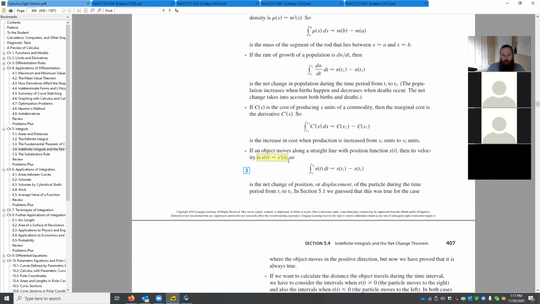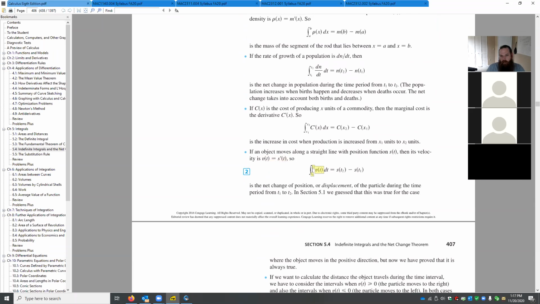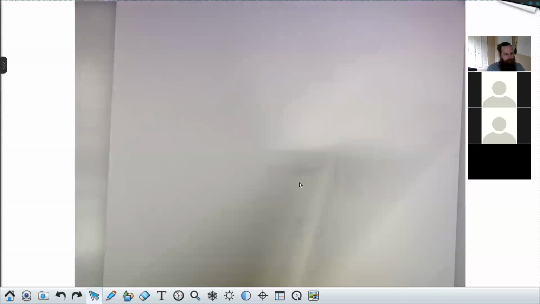If you have an object in motion, then its velocity is the derivative of its position. So if you integrate the velocity, you can find how far the object ended up from where it started, which is called the displacement. Displacement is not the same thing as total distance traveled, but there's also a nice relationship there. So I'm going to switch back to the dot cam.